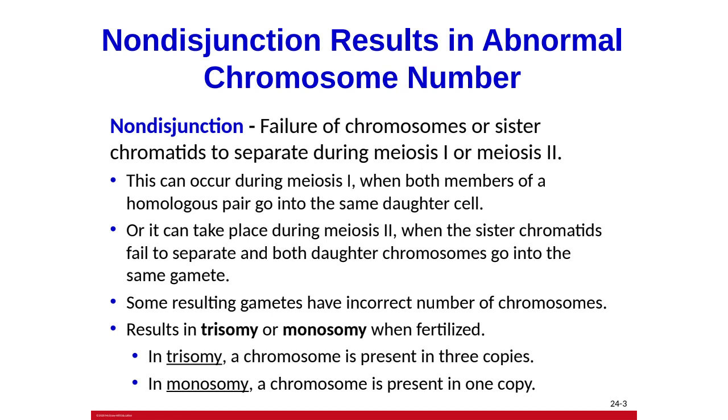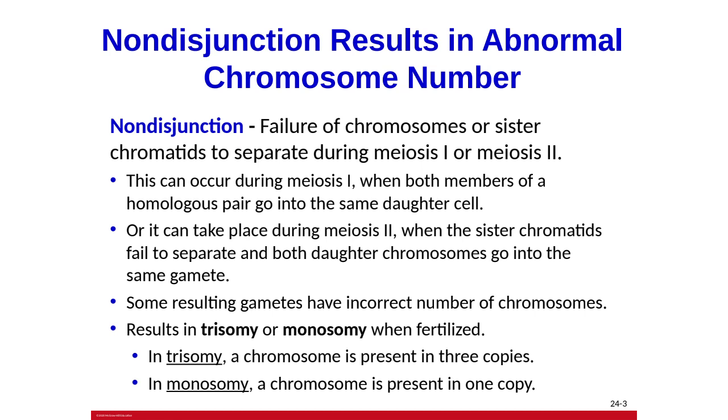Okay, so non-disjunction can occur during meiosis 1 when both members of a homologous pair go to the same daughter cell. So if both members go to one cell, that means one daughter cell will have too many chromosomes, the other won't have enough. Or it can take place during meiosis 2 when the sister chromatids fail to separate and both daughter chromosomes go to the same gamete, leaving, again, one gamete with too many chromosomes and another with not enough.